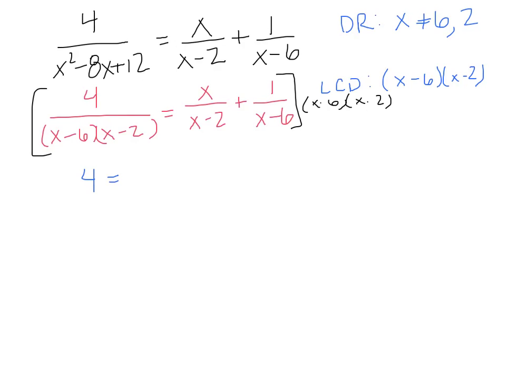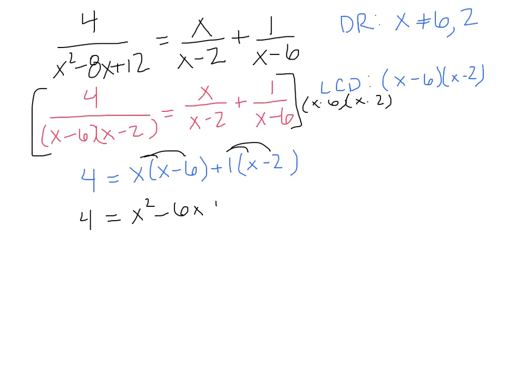For the next fraction, x minus 2 cancels, but I still have x times x minus 6. For the last fraction, x minus 6 cancels, but I still have 1 times x plus 2. Or sorry, minus 2. So we can simplify a little bit. We're going to end up with 4 equals x squared minus 6x plus x minus 2.